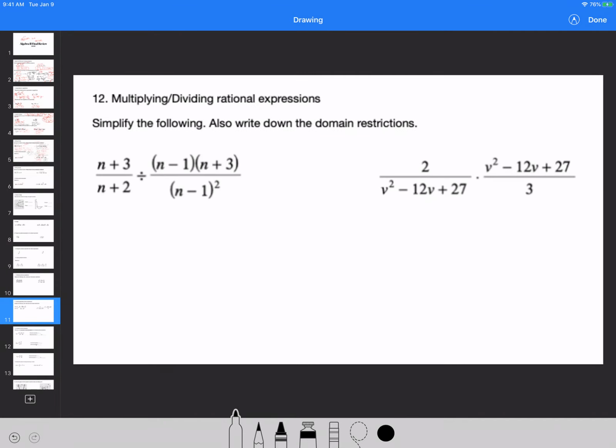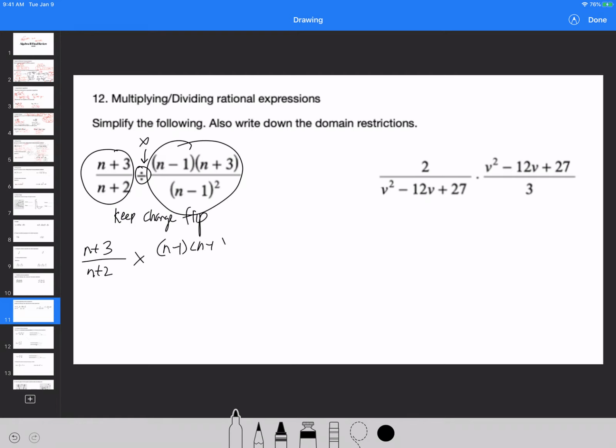Okay? All right, number 12. Multiplying and dividing rational expressions. Dividing always means keep, change, flip. Keep this, change the sign to a multiplication, and then flip this over. So rewrite it as n plus 3 over n plus 2 times n minus 1 times n minus 1, because that's the same thing as saying squared, over n minus 1 times n plus 3.